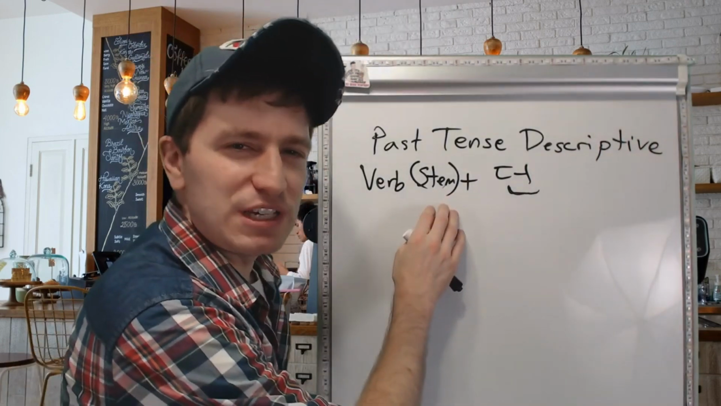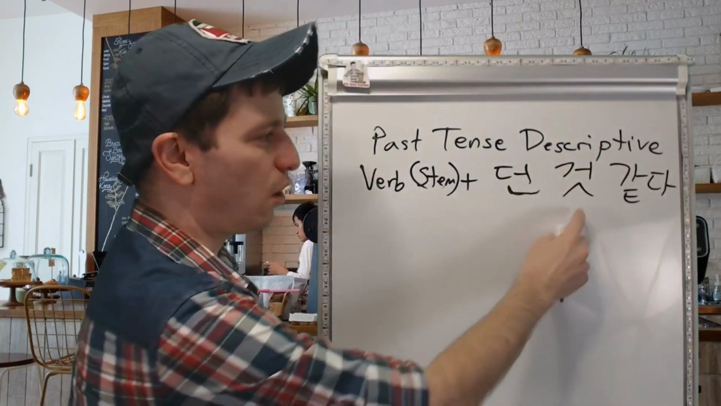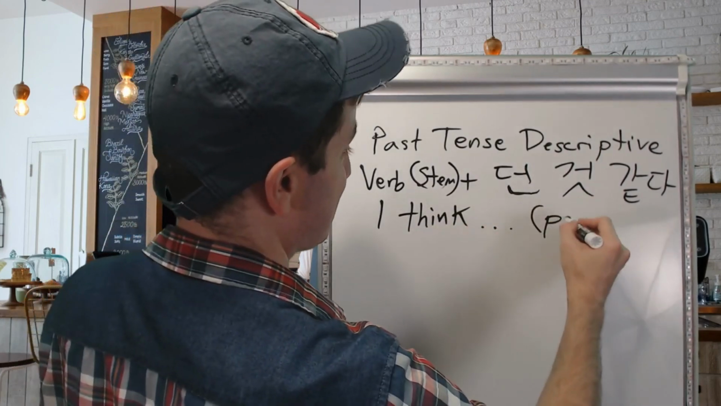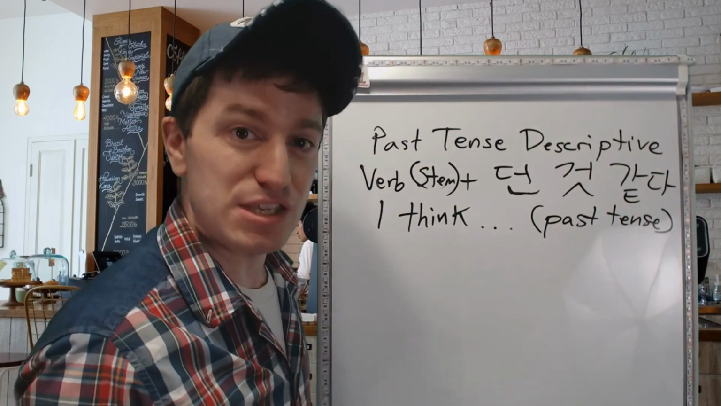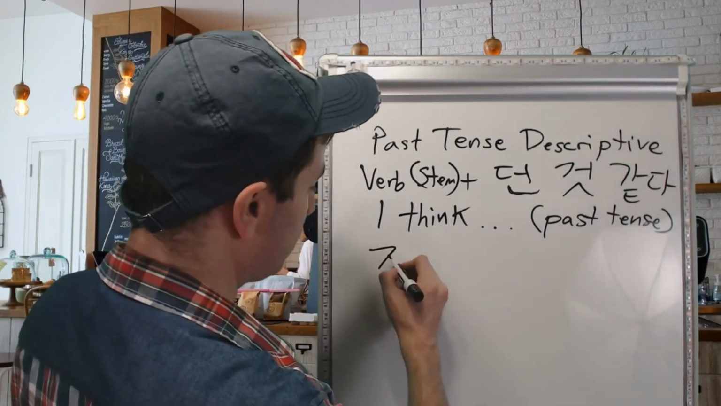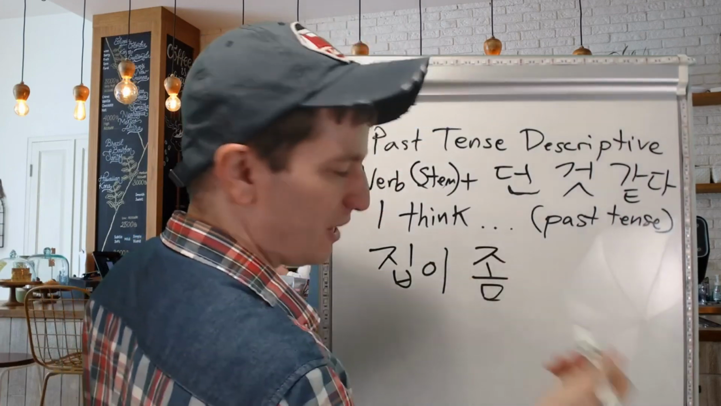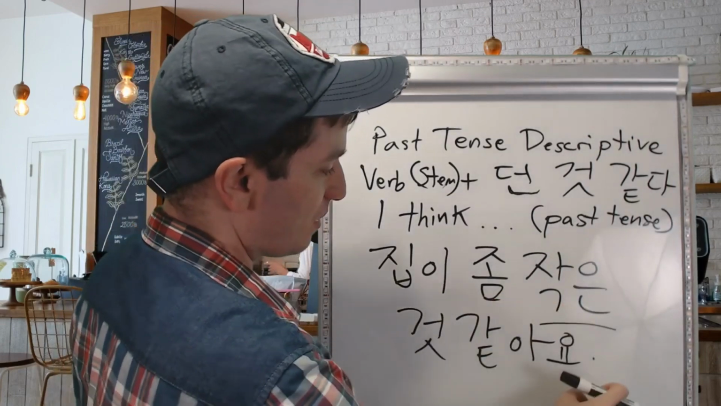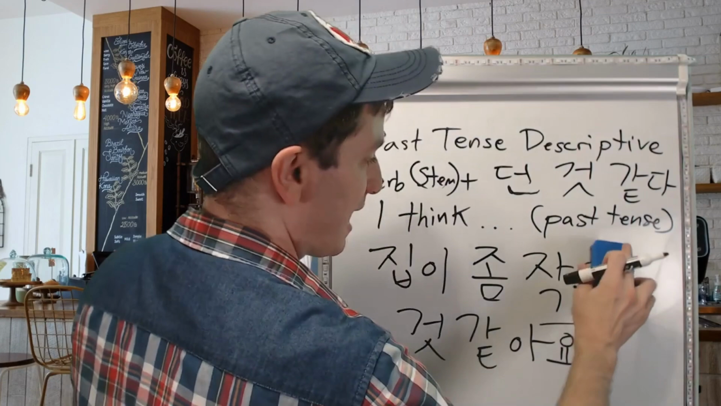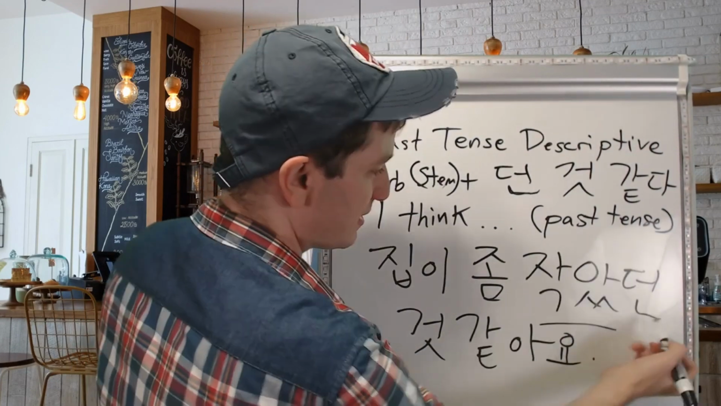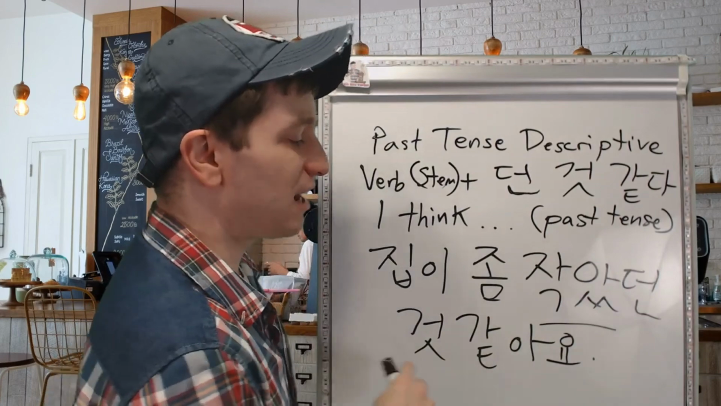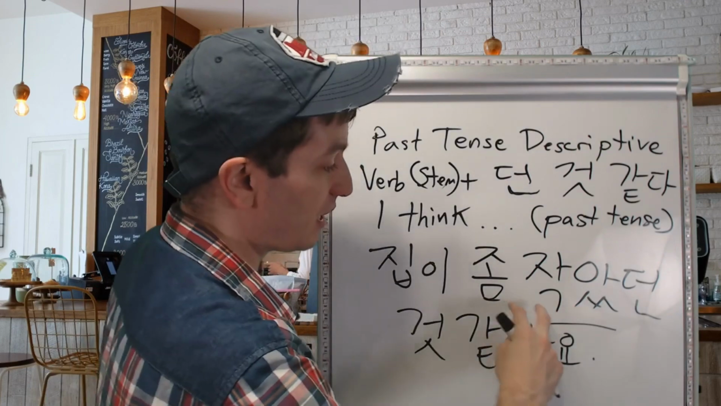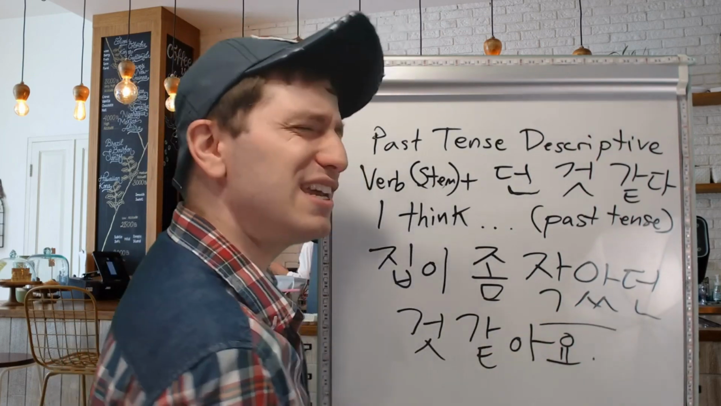There's another time when you're going to use this form. This form plus 것 같다. This is how you say, I think, or you think, anything that was in the past tense. So if you say, I think the house was small. If you say, I think the house is a little bit small, you can say 집이 좀, little bit, 작은, small, 것 같아요. 집이 좀 작은 것 같아요. I think the house is a little small. And if we wanted to say, I think the house was a little bit small, just like before, 작았던 것 같아요. 집이 좀 작았던 것 같아요. How was the house? 좀 작았던 것 같아요. I think it was a bit small.